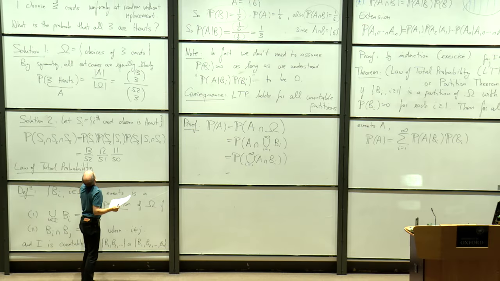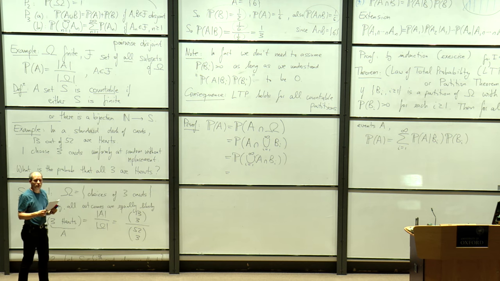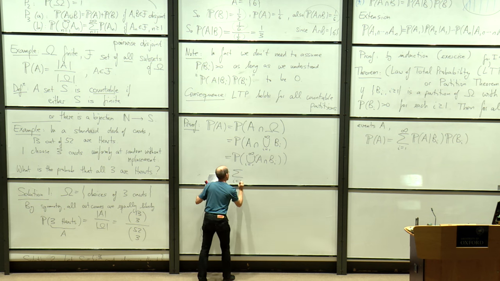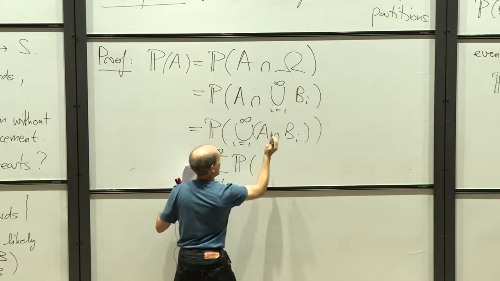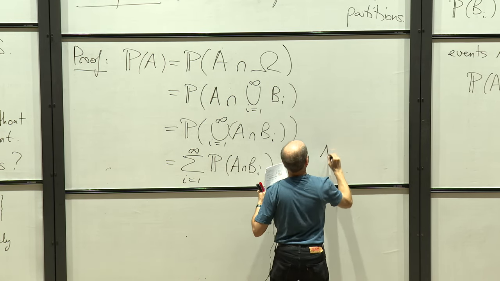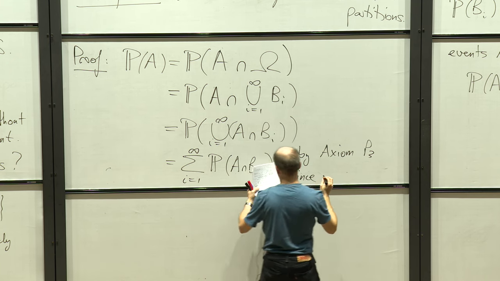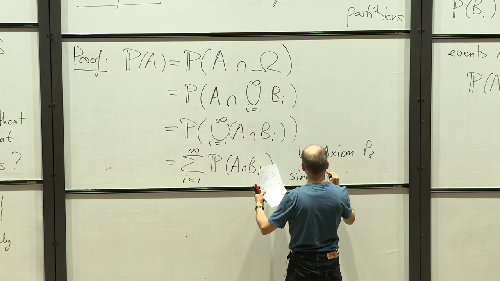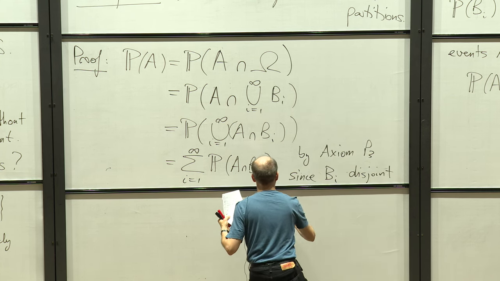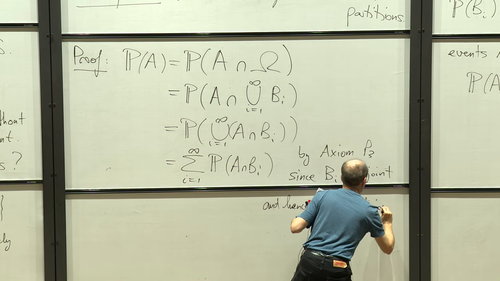Okay, and now, why is that useful? Well, going back to our axioms of probability, we have that third axiom which says that if we have pairwise disjoint events and we are interested in the probability of the union of pairwise disjoint events, then we can just write this as the infinite sum of the probabilities of the individual events. So why does this work here? We can certainly refer to axiom P3, but we should also say that the A intersection Bi here are disjoint. So why are they disjoint? Because we're assuming the Bi to be disjoint. And that entails that the A intersection Bi are disjoint.